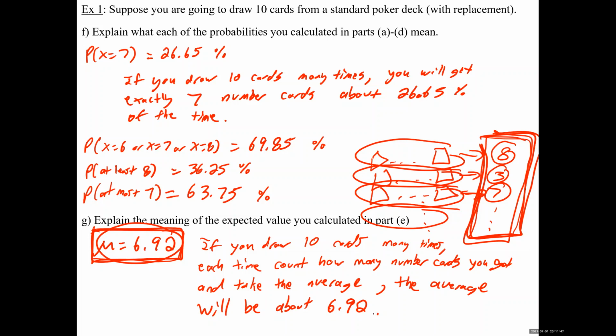Sometimes the students will write this as a percent. It's not a percent. Just write 6.92. It's not dollars. Don't write $6.92. This is how many times we got a number card. So those are whole numbers, and then we're taking the average of them. The average would be about 6.92.